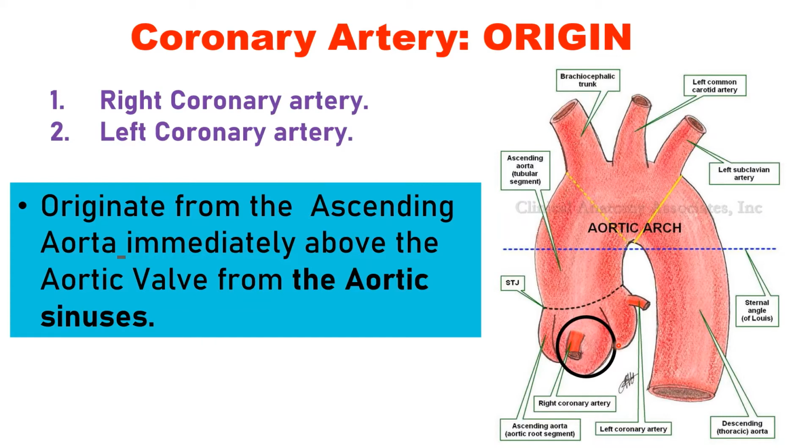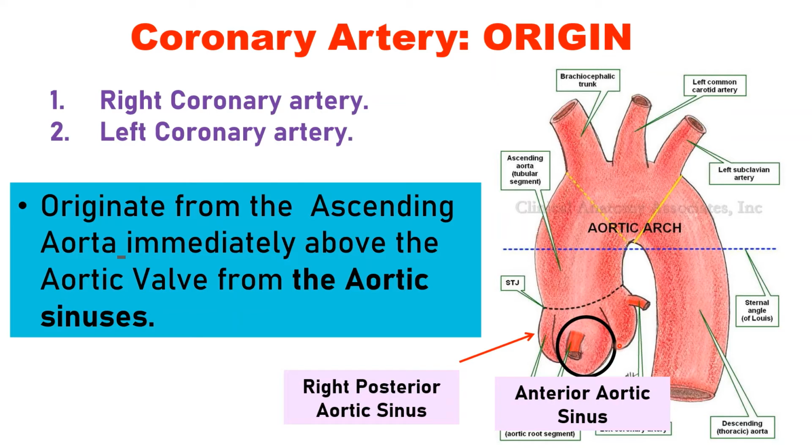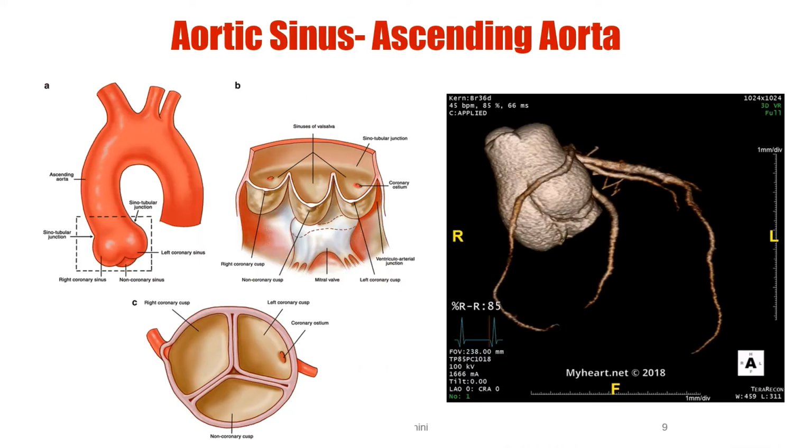So this ascending aorta has three aortic sinuses. One is the anterior aortic sinus, and behind we have two, the right posterior and left posterior aortic sinus. So the right coronary artery arises from the anterior aortic sinus, and the left coronary artery arises from the left posterior aortic sinus. That's why these two are coronary sinuses, whereas the right posterior is called the non-coronary sinus because no artery arises from the right posterior aortic sinus.